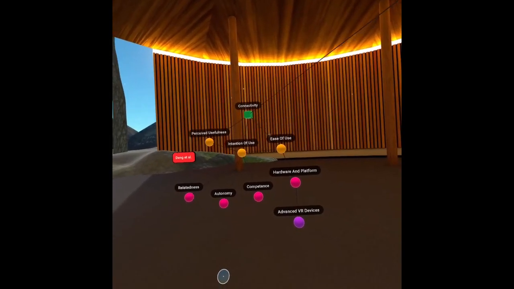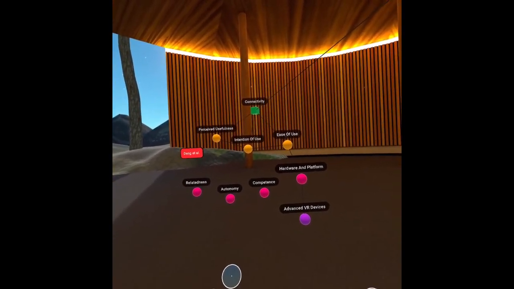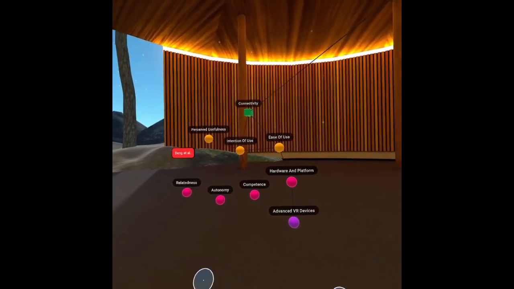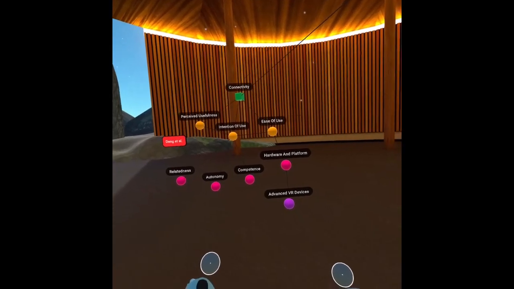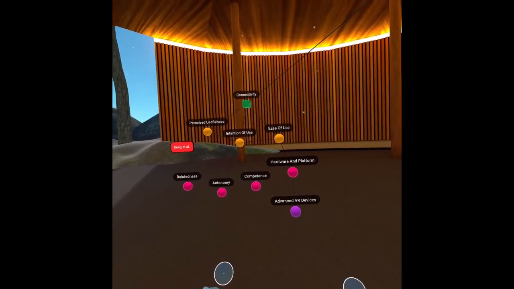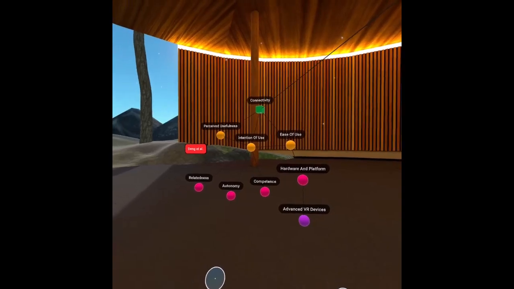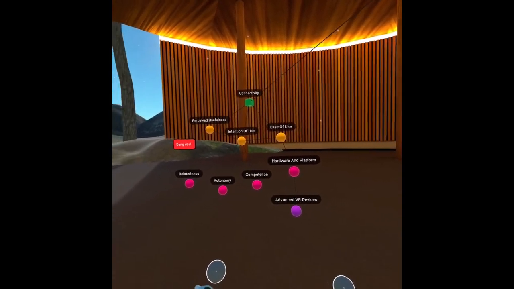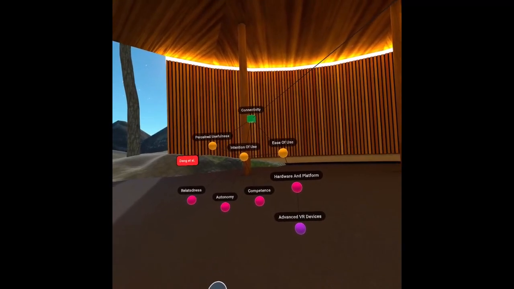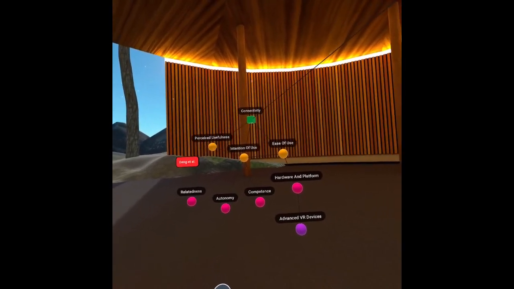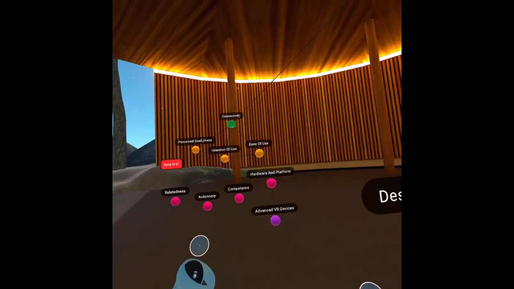If we look at ease of use, they really focused on and talked a lot about, in the reviews, the importance of the hardware and the platform that you are using. They talked about how with more advanced VR devices, it was actually easier for them to utilize the software. So those are things to keep in mind regarding connectivity.